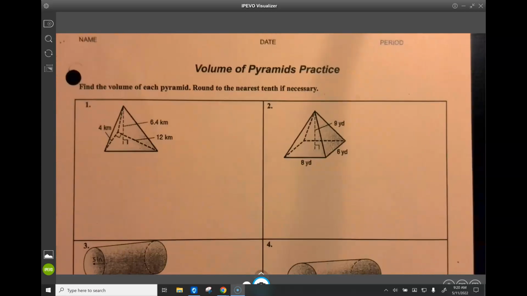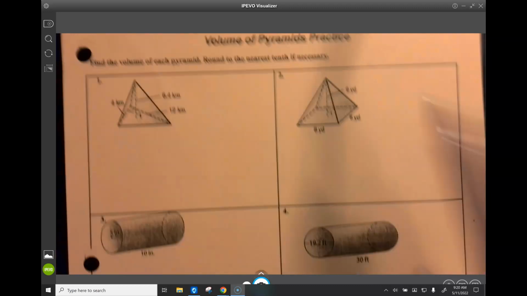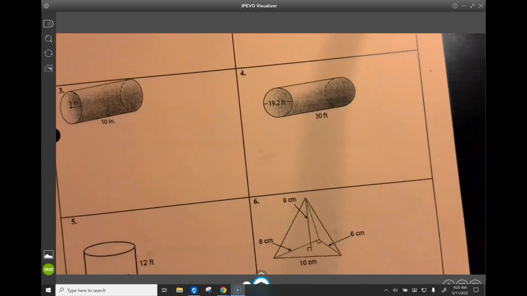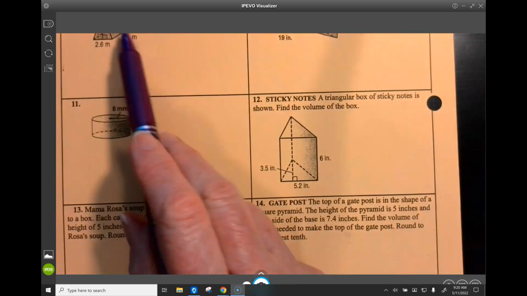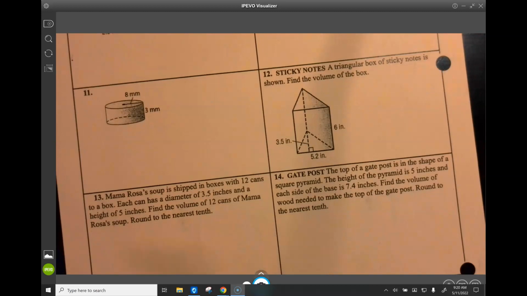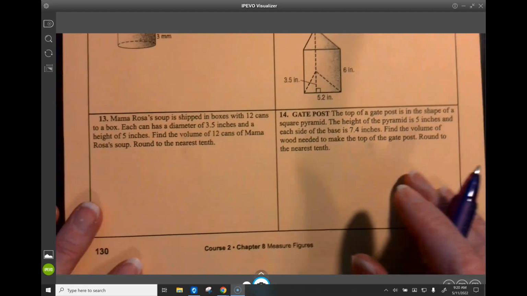So, on your homework, you notice it's going to give you lots of things. It says volume of pyramids practice, but it's pretty much volume practice because you're going to be doing pyramids and cylinders. Look at that, you have a cylinder, a pyramid, but look on the back, you have some prisms. Let's look at these down here and make sure that we know how to do them, and let's draw those in for 13 and 14 and look at what they're actually asking us to do.